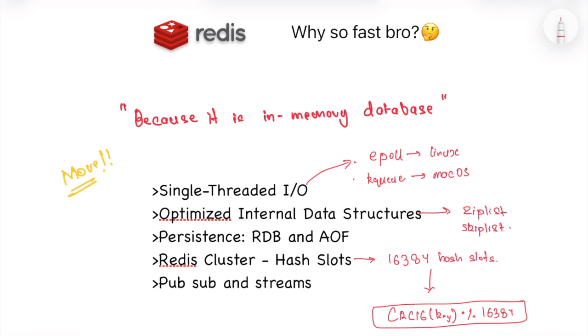The last one is that it has pub/sub and streams, which you would have obviously heard about. It has built-in pub/sub messaging, and it uses Redis Streams like Kafka Lite for durable, log-based message queues.